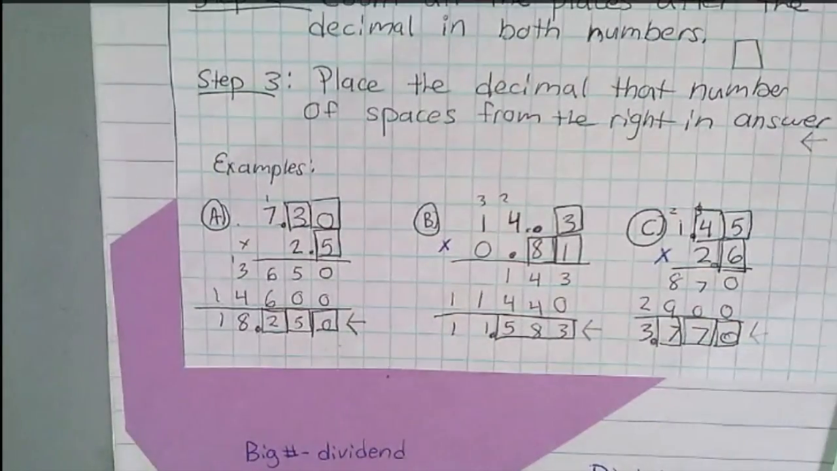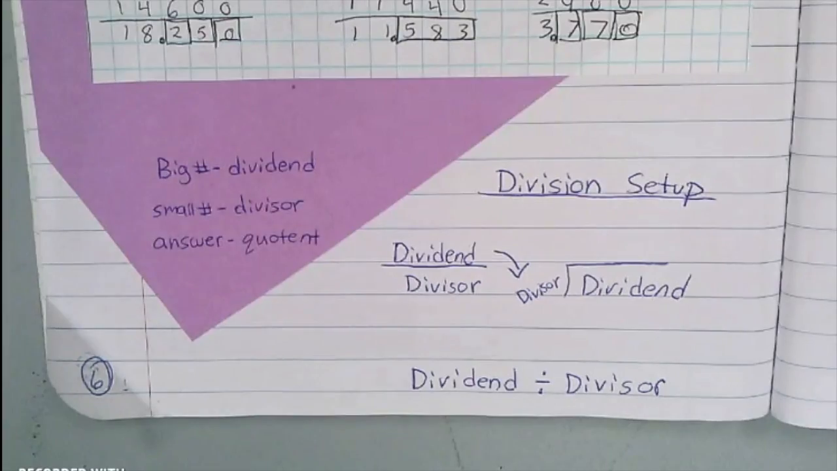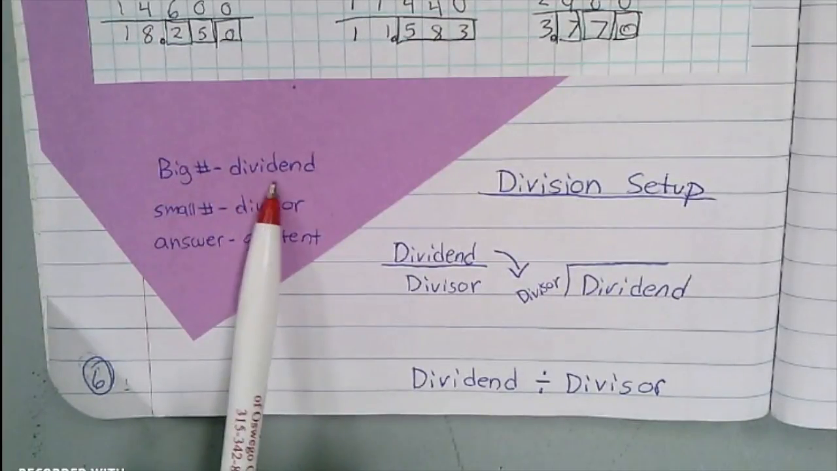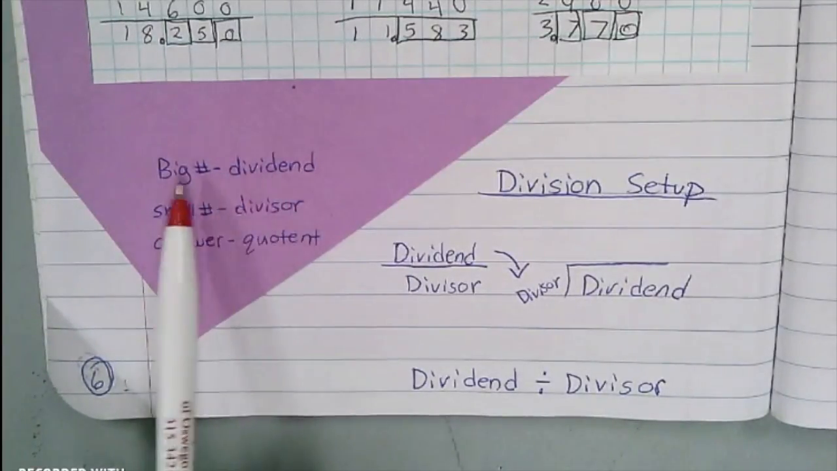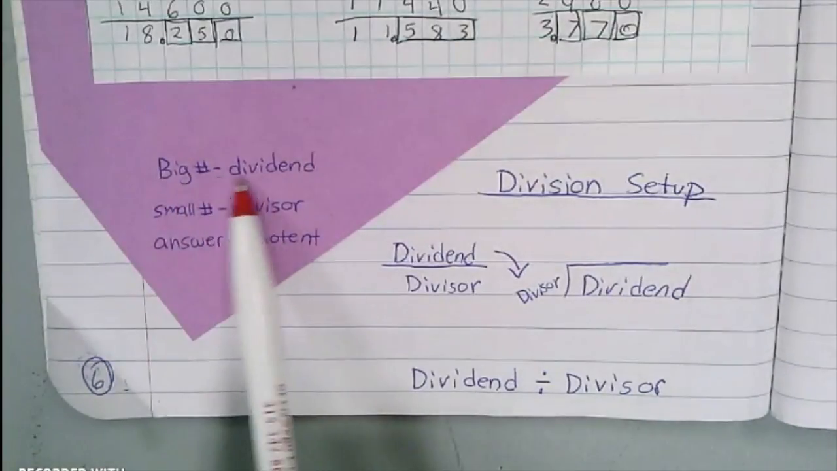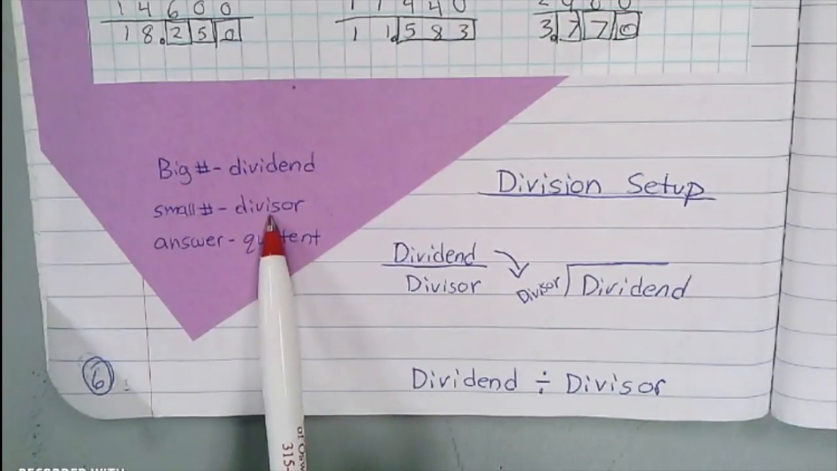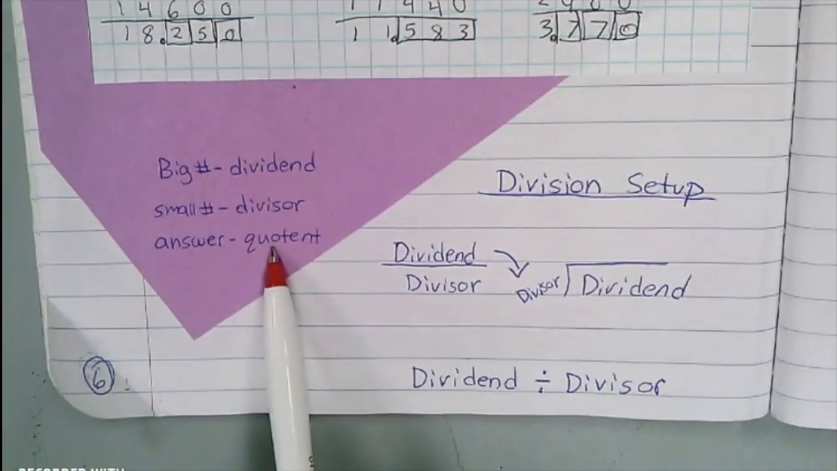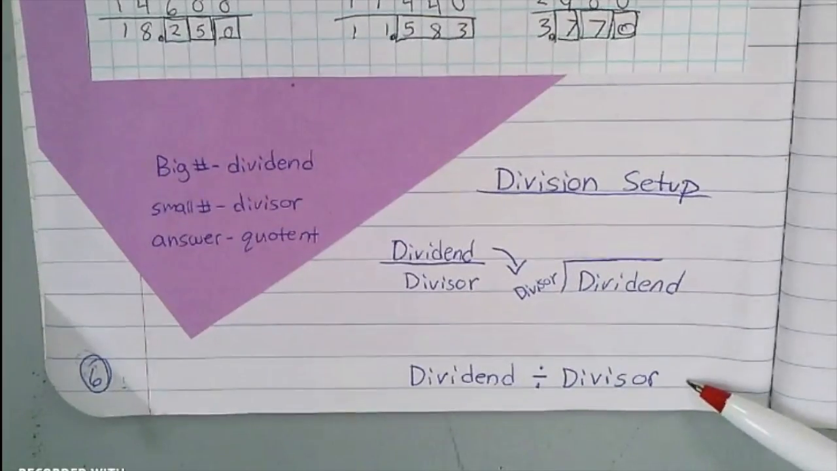Now you know how to multiply decimals. Okay, let's talk about decimal division. So the first thing we need to know is how division problems can be set up. So here I have the different ways. The big number is called the dividend. That's not always true, but the number that we will be dividing is called the dividend. The number we're dividing it by is called the divisor, which usually is the smaller number, and the answer is called the quotient.